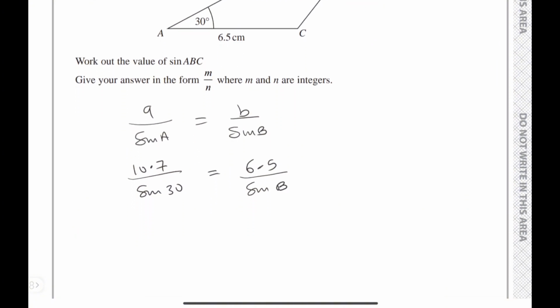So if you make sine B the subject, sine ABC in this case is going to be 6.5 multiplied by sine 30 divided by 10.7.